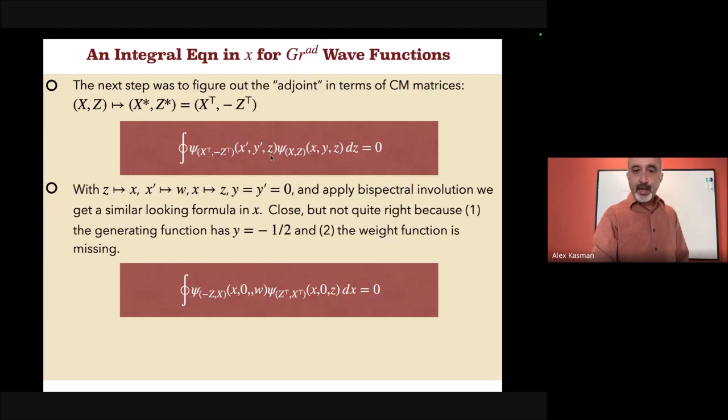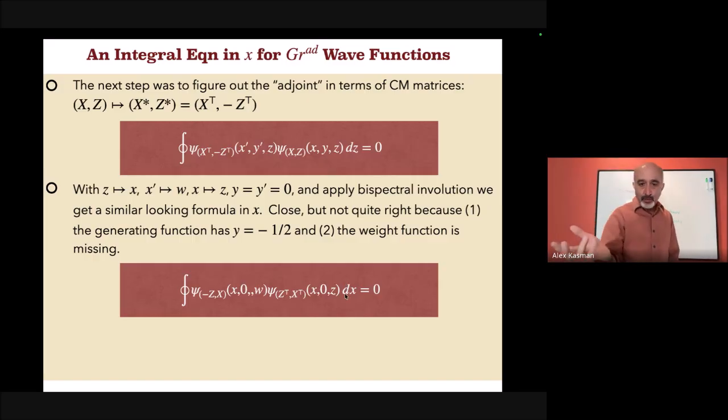And I was trying to figure out how to turn this into orthogonality. So I wanted to turn that z into an x. What I did is I switched the variables around and then applied the bispectral involution, where you switch x and z. And I get a formula that's true. This formula is true, but it's not what I want. There are two problems with it. One is I want a -1/2 here instead of a 0. The other is that I needed an e to the minus x squared over 2. I need the weight function in there.